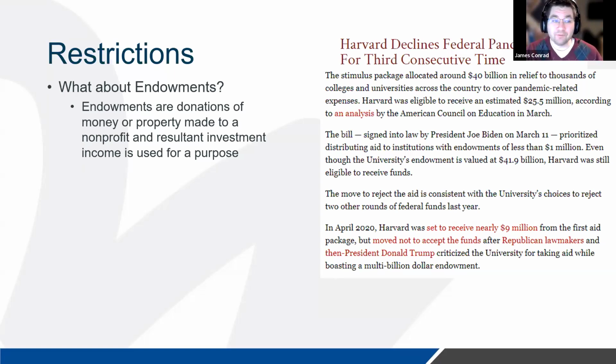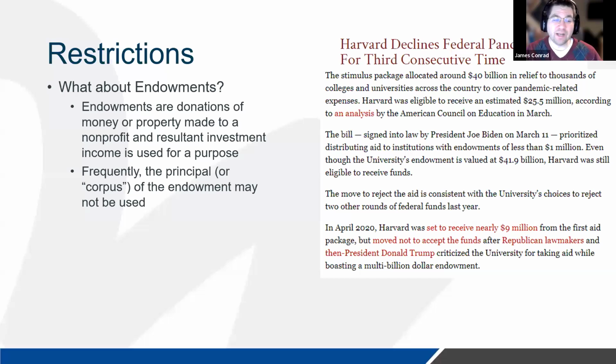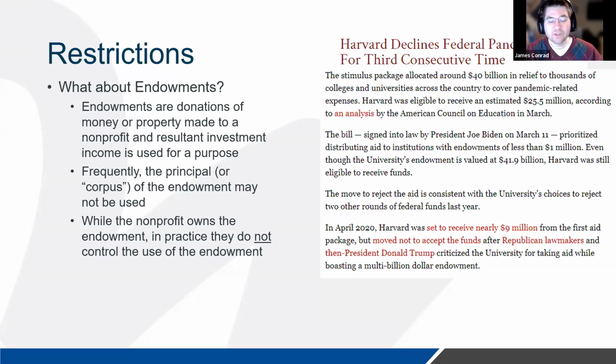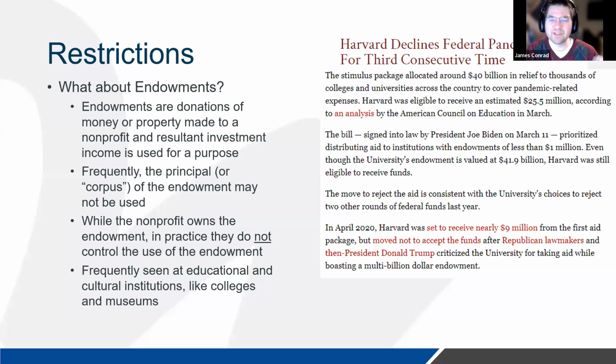But often with these endowments is that you have the initial piece that's given. It's called the principal or the corpus. That may not be used. You can't touch it. In prior years, this would have been known as permanently restricted. It's not meant to be touched. You're supposed to skim off the top of what it makes in the market. So while the organization owns the endowment, they don't have control over the use of the endowment in a full way. So as I mentioned, colleges, museums, higher education will have endowments like this for use for their programming.